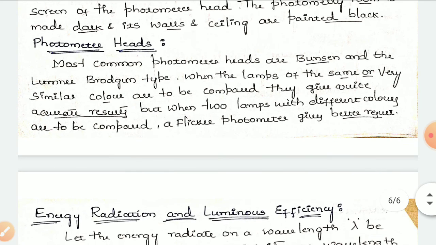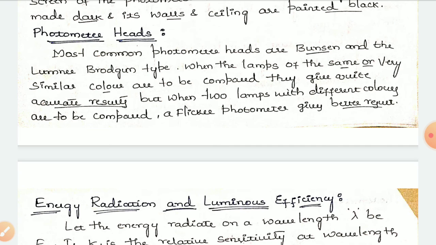The next important part is the photometer head. Quite a few types of photometer heads are used to measure candle power. The most commonly used type is the Bunsen and Lummer-Brodhun type of photometer head.